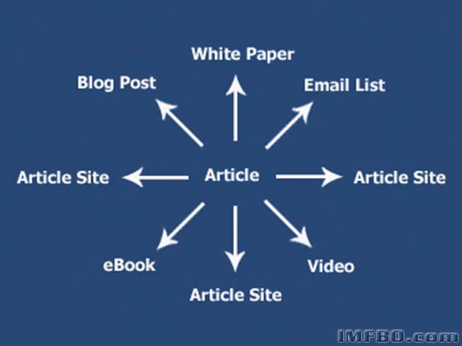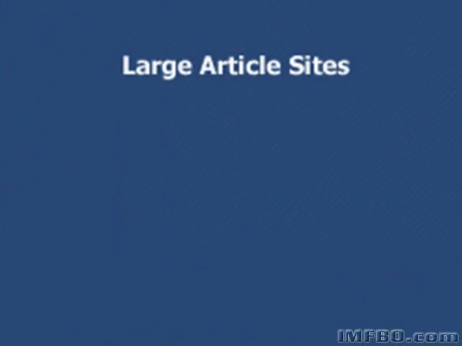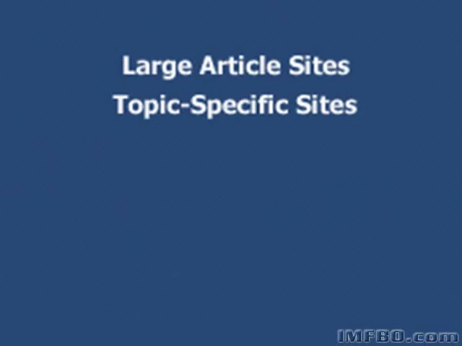So what do you do with these articles once you've got one written? Well, there are two kinds of sites you want to post your articles on. Big, massive article websites that accept articles on pretty much any subject, like EzineArticles.com, for example. And then there are smaller, topic-specific websites that cater to your specific target market. Both kinds of sites are good for submitting articles to, and both have their pros and cons that we'll get into later on.